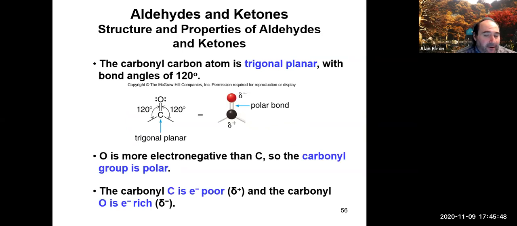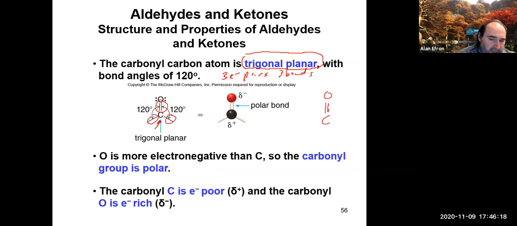All right, the carbonyl carbon, as we talked about earlier, is this carbon-oxygen double bond. A double bond counts as only one electron pair. So it has three electron pairs and three bonds, which gives us trigonal planar geometry, more like that triangle geometry, with 120 degrees.